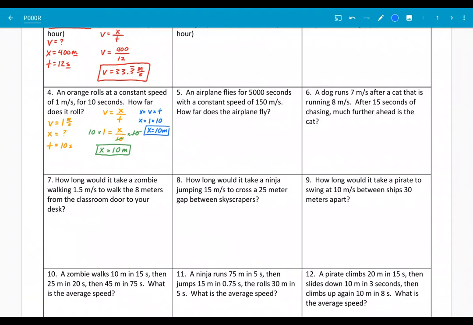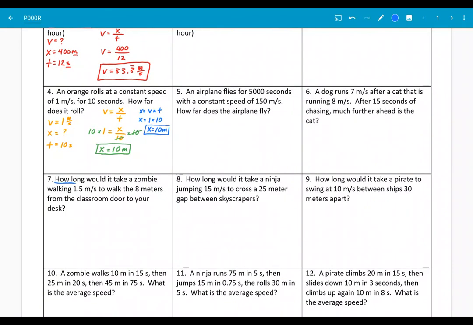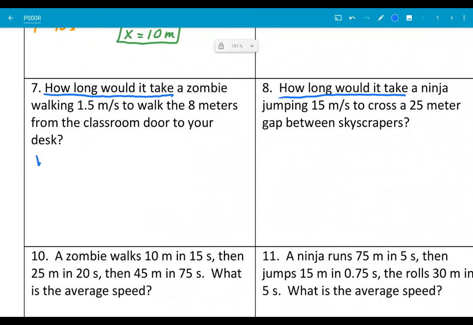Whenever it says how long would it take, that means how much time would it take. Okay, so in that case, we're always looking for t. But don't forget when you're doing this, always write down v equals, x equals, t equals. Okay, so we'll do number 7 together, and then we'll leave it there.